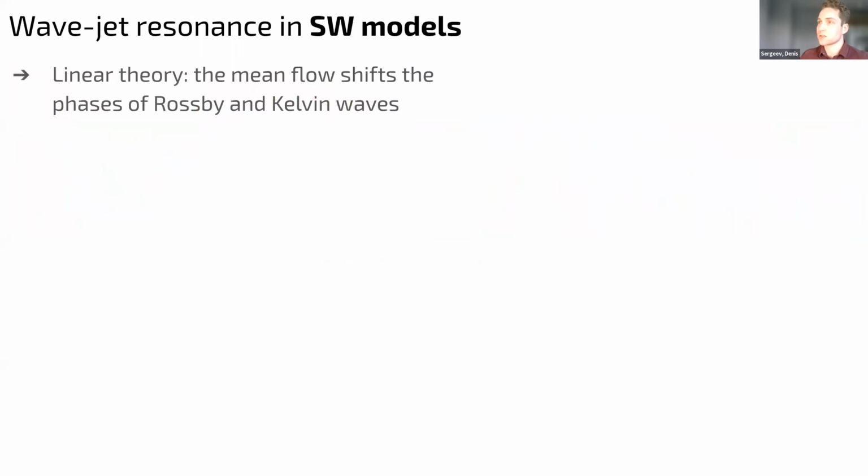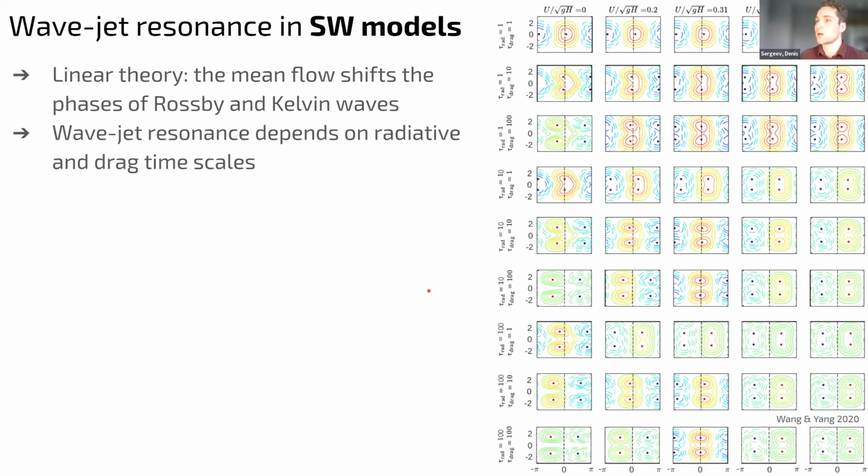And this wave-jet resonance has been studied in shallow water models, for example, in this recent study by Wang and Yang, where they run shallow water equations for a broad range of radiative and drag timescales, as well as different background flow. And if you squint at this figure, you can kind of find a pattern that matches the equatorial jet or mid-latitude jet regimes that we have in the GCM simulations. And essentially, in some of these experiments, this wave-jet resonance is achieved, and it depends on the timescales of drag and radiative forcing.